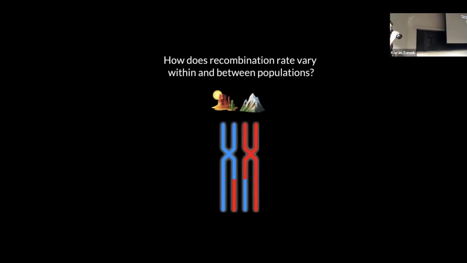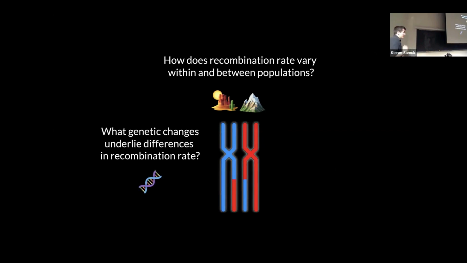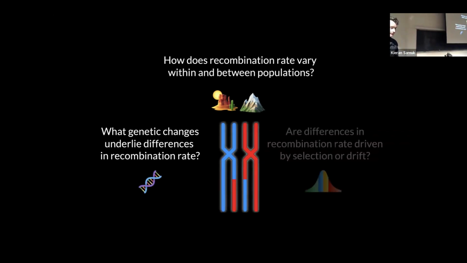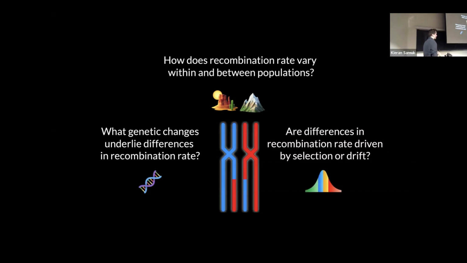So we wanted to ask three questions here. How does recombination rate vary within and between populations? Once again, that variation is the raw material of evolution. How much raw material of recombination rate variation is there out there? We were also interested in making some progress on the question of what the genetic changes are. What are the mutations that underlie these differences that we're seeing out in the world? And finally, the money question is, are those differences in recombination rate that we see in some way driven by selection or something like drift?